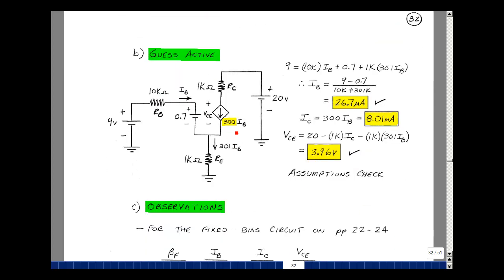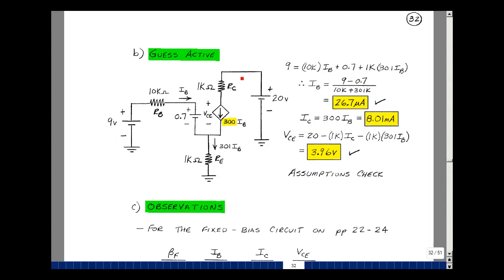If beta is now 300, we have the same circuit, except that we're just going to change the value of beta F. I just go around this loop, it'll give me one equation in I sub B. But now the current in here is I sub B plus 300 I sub B, or 301 I sub B. 9 volts is equal to 10K times I sub B plus 0.7 plus 301 times I sub B times 1K. And that's this equation here. 9 minus 0.7 divided by 10K, but now divided by 301 times 1K. And that's 26.7 microamps. I sub C is 300 times that, so we get 8.01 milliamps.